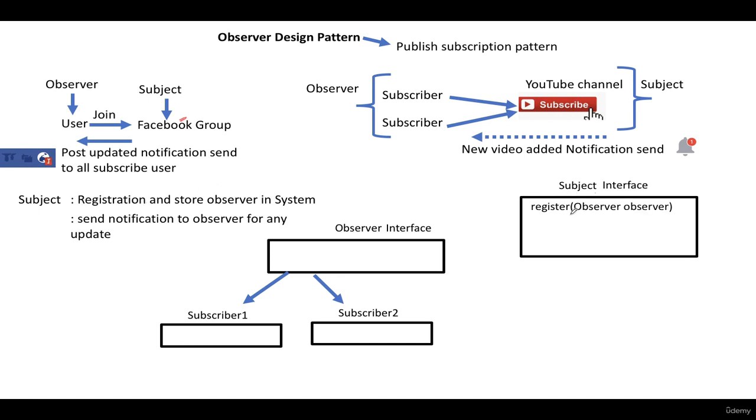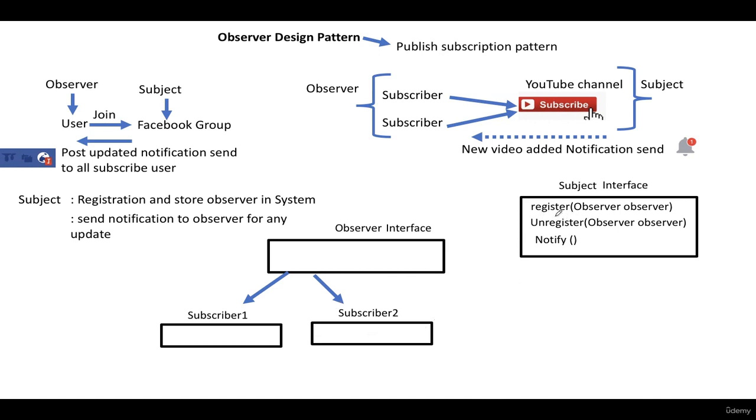So its first responsibility is registration, where it takes the observer details and then stores the information about the observer in the system. Then its other responsibility, of course, is to unregister any user. If let's say some observer wants to unregister from the system, then we can call the unregister method, and here we pass the observer detail. And then the third responsibility is notify.